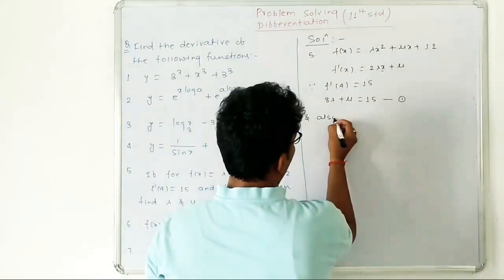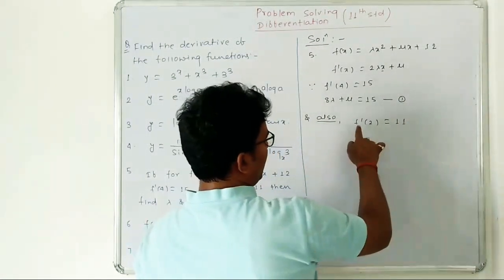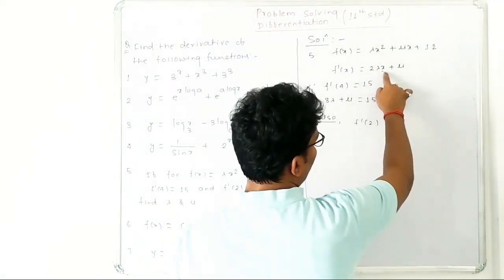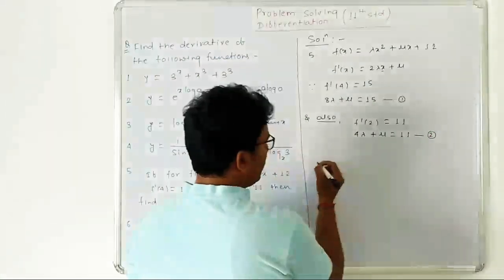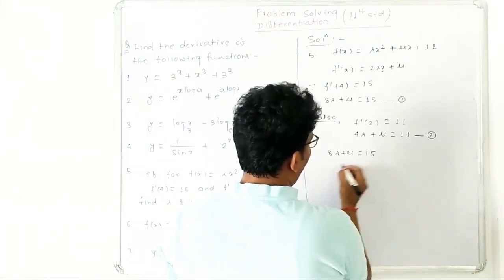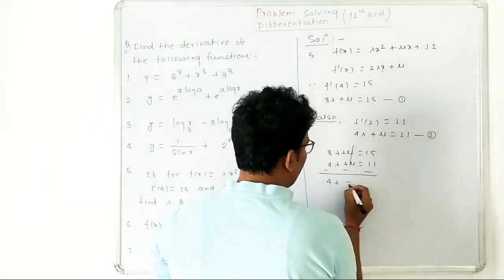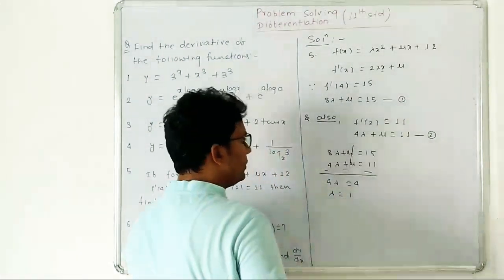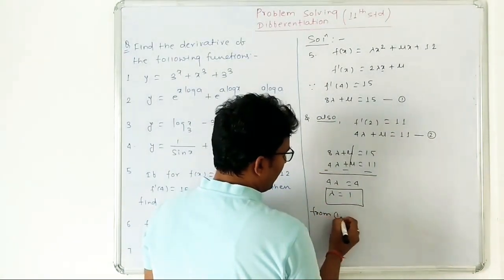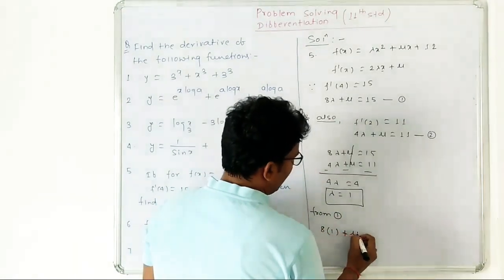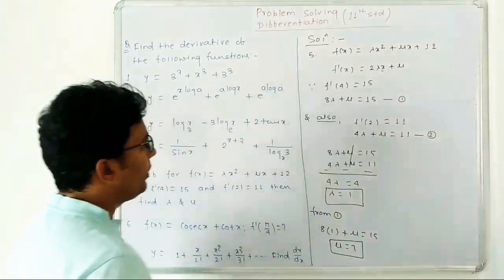And also what more you have given, f dash of 2 is equal to 11. So now if we substitute 2 in this equation, this becomes 2 2s are 4 lambda plus mu, that is equal to 11, equation number 2. Solving 1 and 2 simultaneously, 8 lambda plus mu is 15 and 4 lambda plus mu is 11. Take the difference, you can cancel mu, so 4 lambda is equal to 4, so lambda is 1. Once you find lambda, you can put the value of lambda in any of the equations. So we are going with equation number 1, so can I write 8 into 1 plus mu is equal to 15, so mu is equal to 7. That's the answer for lambda and mu, right?